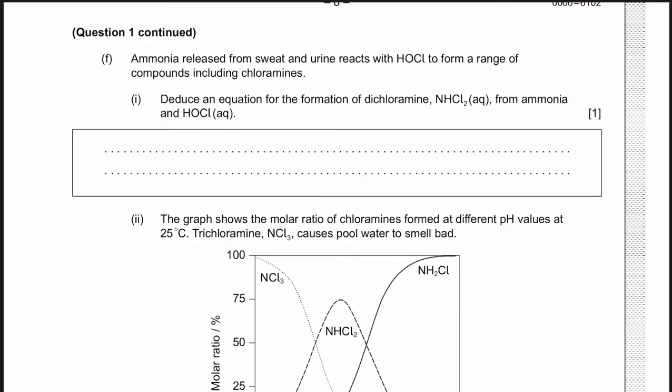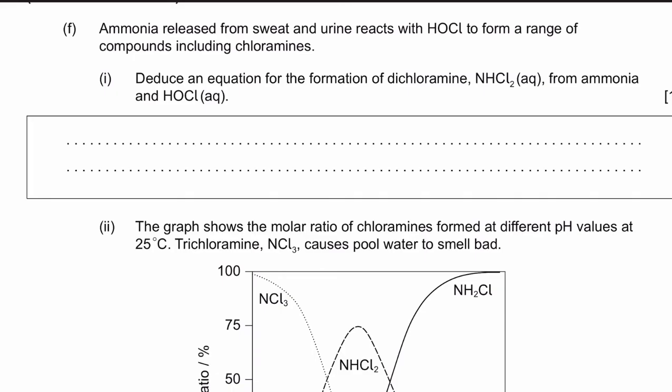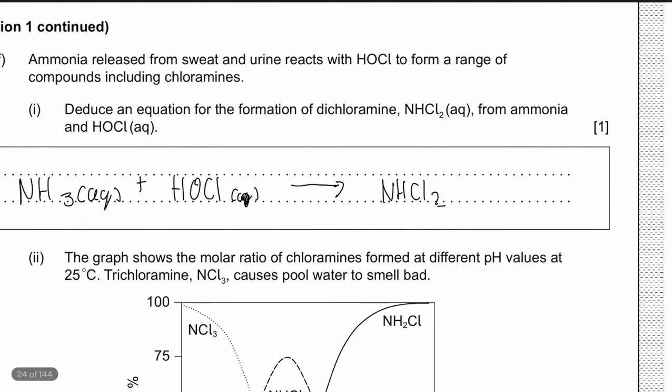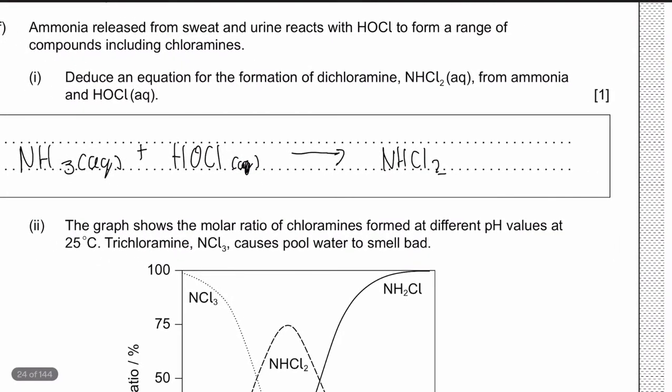Deduce a reaction for the formation of dichloramine, NHCl2, from ammonia and HOCl. Okay, this isn't too bad. So we have ammonia and HOCl. Ammonia is NH3, that's going to be aqueous. And then we're going to add that to our HOCl, which is also going to be aqueous. It's going to form our NHCl2. And it is also going to form water, it seems like.